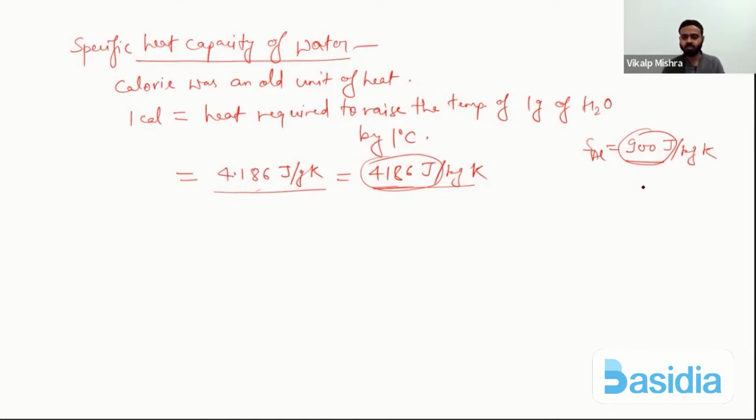You can see when we use any utensil of aluminum, in a few seconds it becomes hot. But to boil the water, we need much more energy, much more heat. Understood? So that's why we use water as the coolant. And why is the specific heat capacity of water important? Because it is related with the calorie. Specific heat capacity of water is equal to 1 calorie, and calorie was an old unit of heat. In earlier days, we used calorie as the unit of heat.